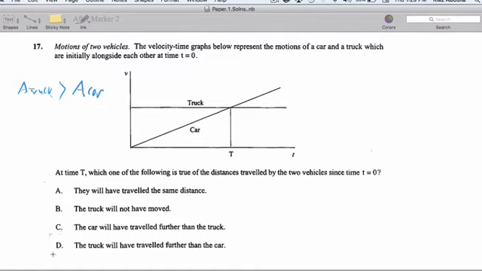So I'm going to circle C tentatively. Sorry, D. But let's actually read the question. So we've got velocity versus time graphs, and we're told that at time t, which one has traveled further? So choice D is in fact correct for number 17.